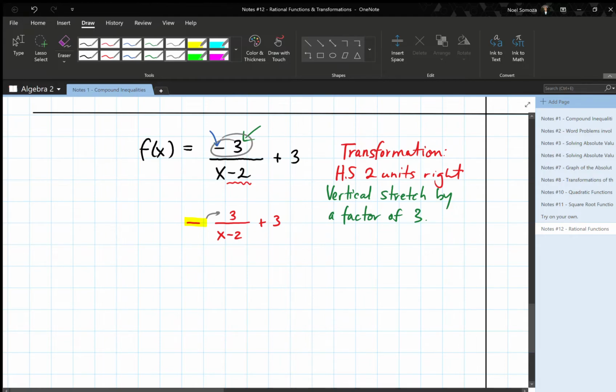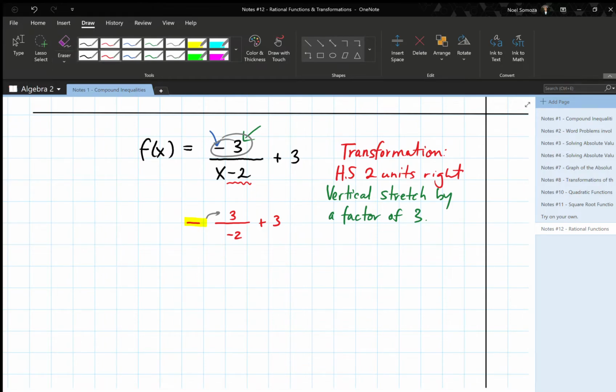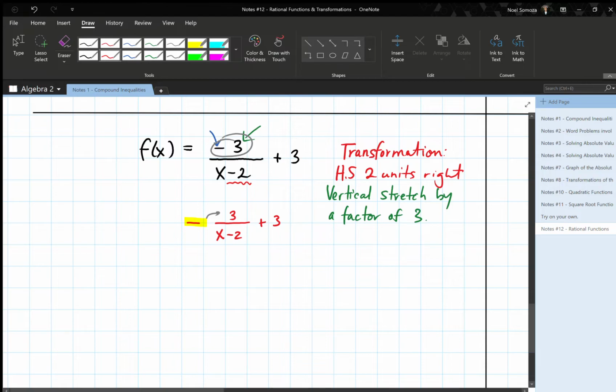Because the negative is out in front and not in front of the x, that's a reflection across the x-axis. So what we have here is a reflection across the x-axis. And then finally we can say that we have a vertical shift. Here's my k, so I have a vertical shift 3 units up.